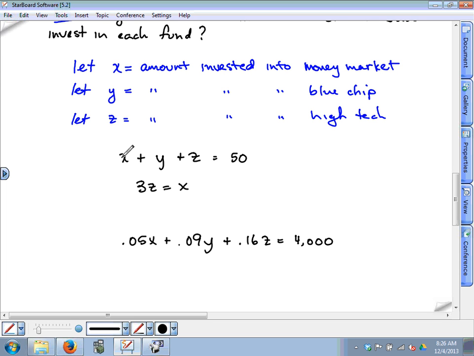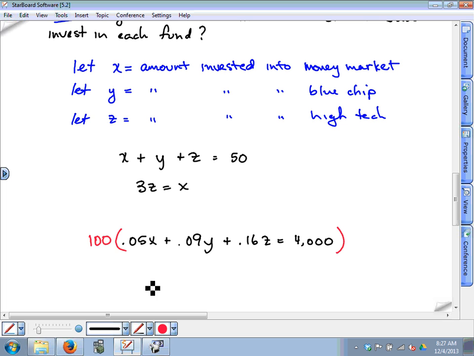How many different equations do we have? 3. How many variables do we have? 3. If you have 3 variables, you have to have 3 different equations. We have 3 different equations here. We may be able to solve this. Yeah, that can work. Now, decimals might make this a little harder. Do we want to keep the decimals, or get rid of them? If it were me, I'd get rid of them. How do we get rid of them, though?